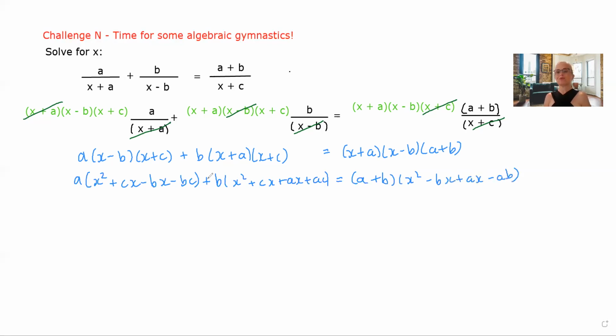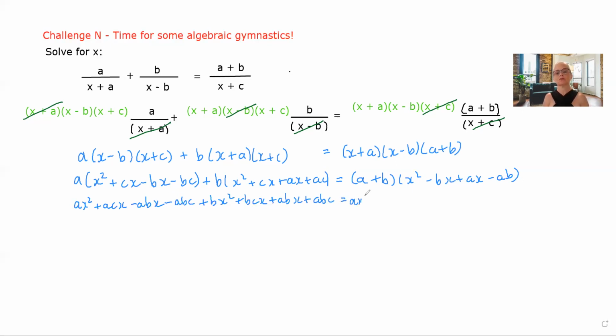All right, we're going to need to do one more round of expansion. You could simplify these x expressions here, but look, a lot of it's going to cancel out anyway, so I probably wouldn't bother at this stage doing anything with that. So we're going to get ax squared plus acx minus abx minus abc plus bx squared plus bcx plus abx plus abc equals, here we're going to get 8 terms.